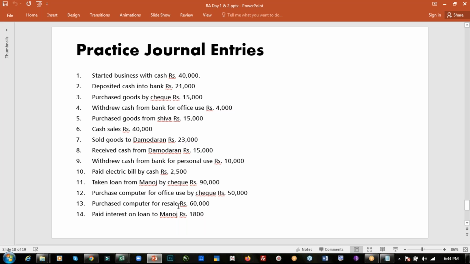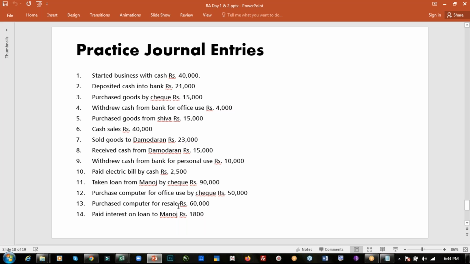If there is a party name mentioned, it becomes the credit purchase, but there is none given. So we will treat this as cash. That's why cash will go for the credit. Purchase debit to cash will be the entry.